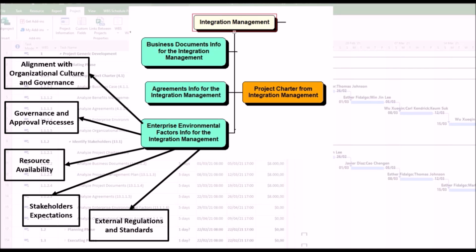5. External regulations and standards. External enterprise environmental factors, such as government regulations, industry standards, and legal requirements, must be considered in the project charter. Failure to account for these factors could lead to compliance issues, legal challenges, or project delays.